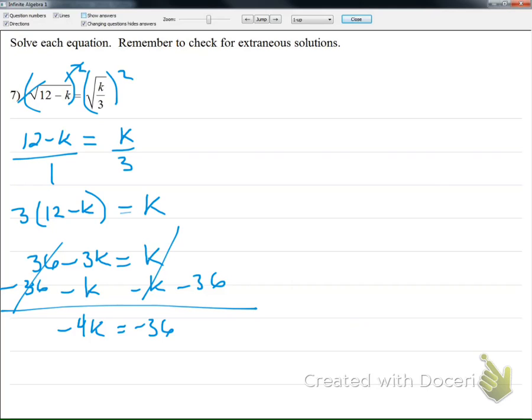I divide both sides by negative 4. Get that k all by itself, so k should equal, a negative divided by a negative is a positive, 36 divided by 4 is 9.